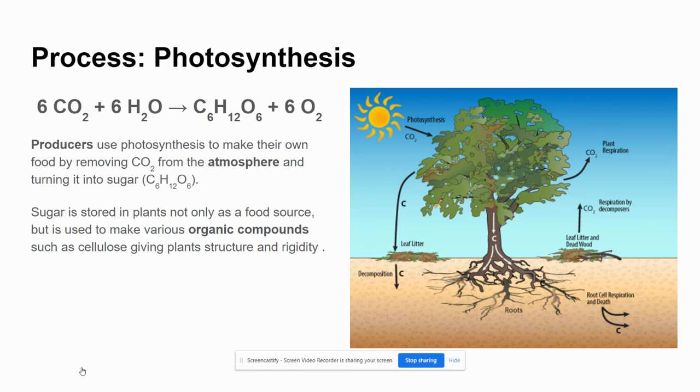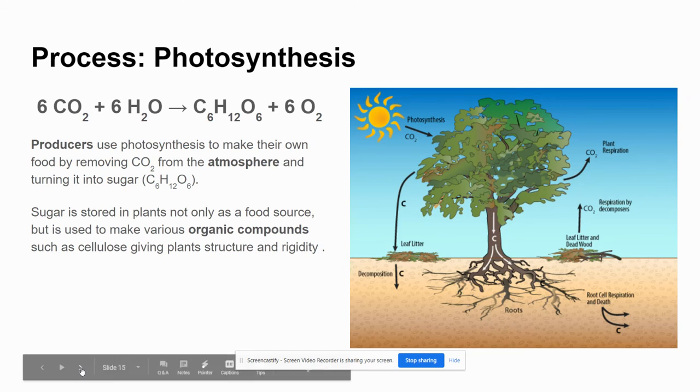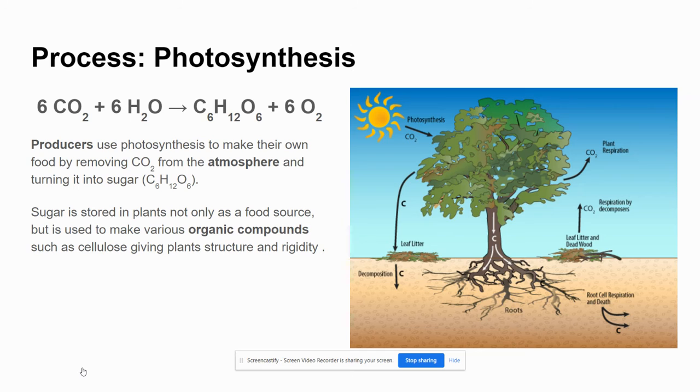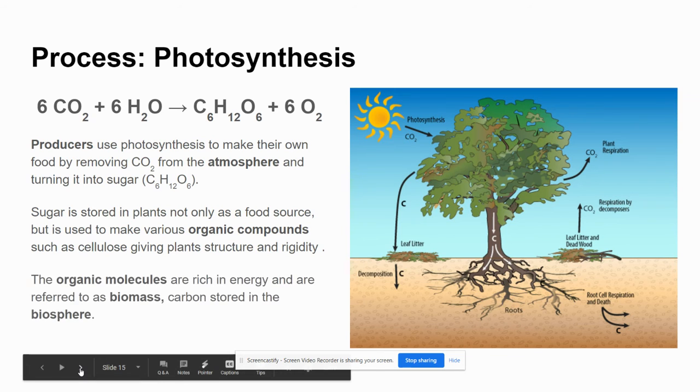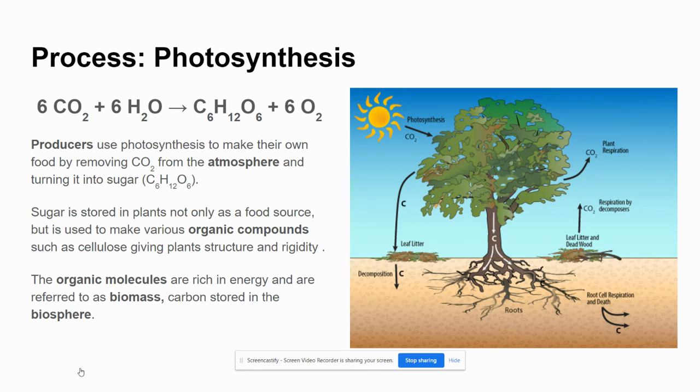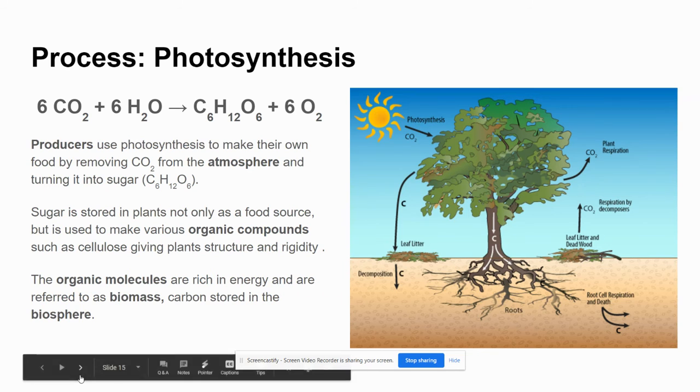the organelles, the glucose, all of them are important because they have carbon in them, they're all organic compounds. And the sugar is not only used as a source of energy, but is also used to make different types of organic compounds within the living things. The organic molecules are rich in energy and are referred to as biomass, carbon stored in the biosphere.